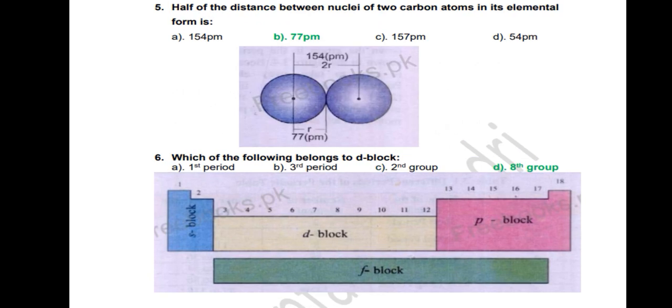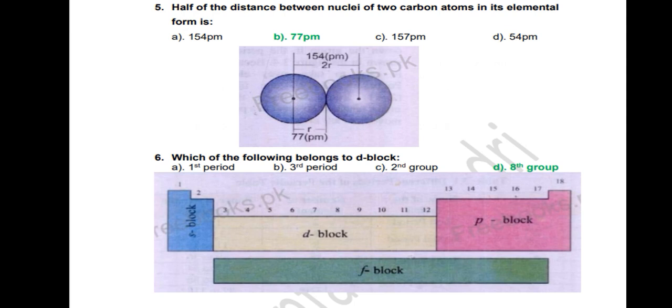Half of the distance between nuclei of two carbon atoms in its elemental form is: the distance between two nuclei of the carbon atom is equal to 154 picometer. So half will be equal to 77 picometer. That is, option B will be correct, because 154 is the total distance and half of 154 is equal to 77 picometer.